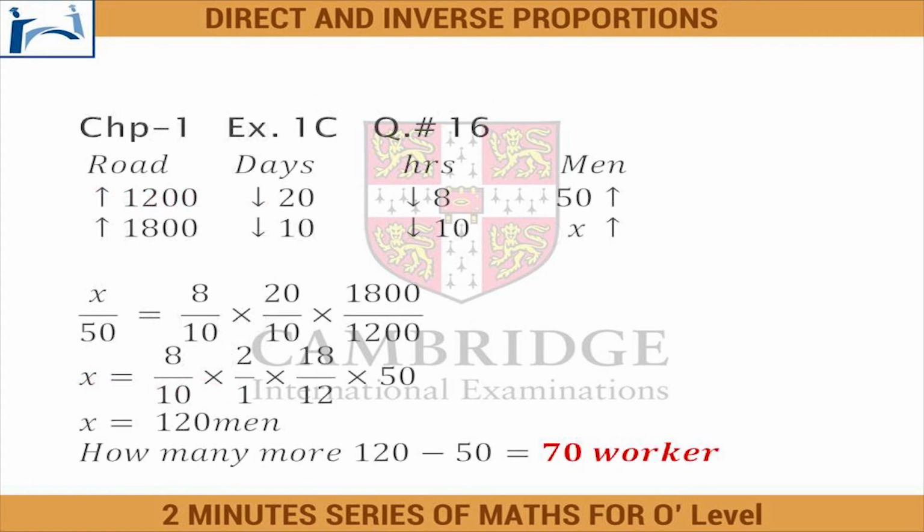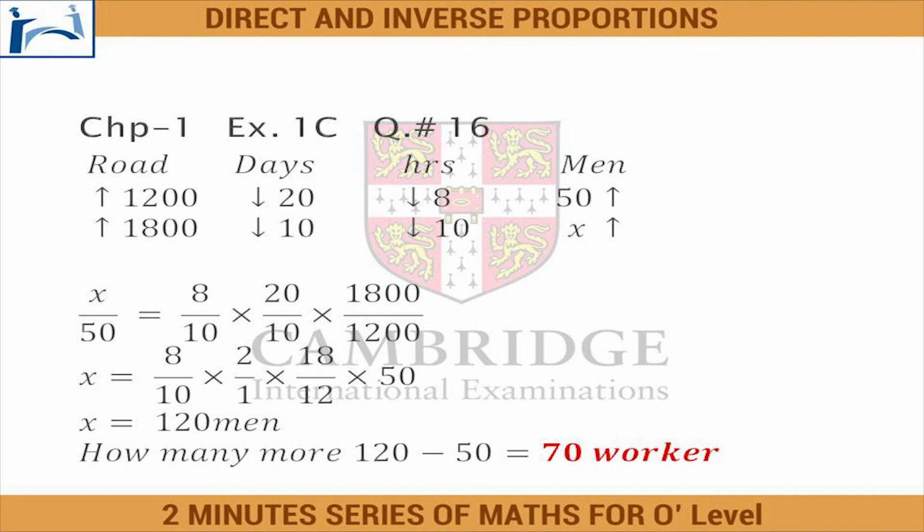In question 16, a contractor has to build a road of 3000 meters in 30 days, and he checked that after 20 days 1200 meters of road has been completed. The 50 men were employed. They work 8 hours a day. Now how many more workers will be employed to complete the road in the remaining days? So 1800 meters are there, days are 10, the workforce will work for 10 hours a day, and how many more men are needed there?